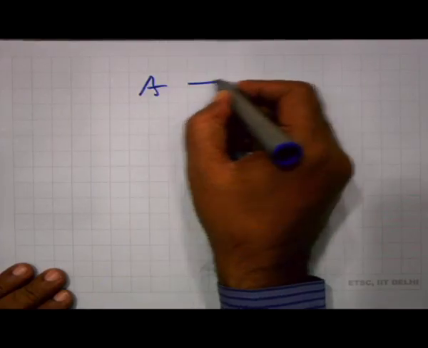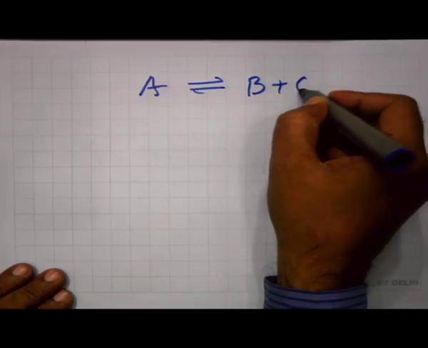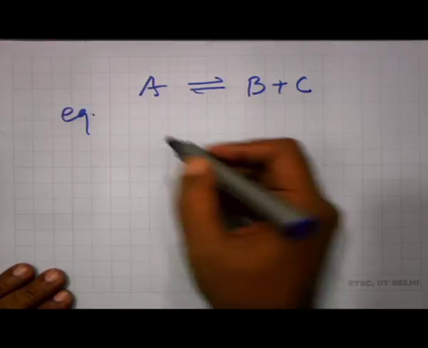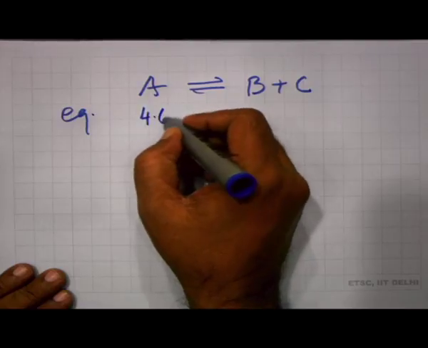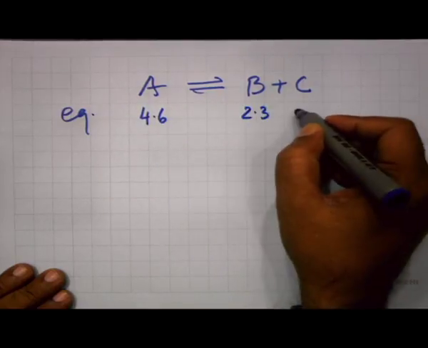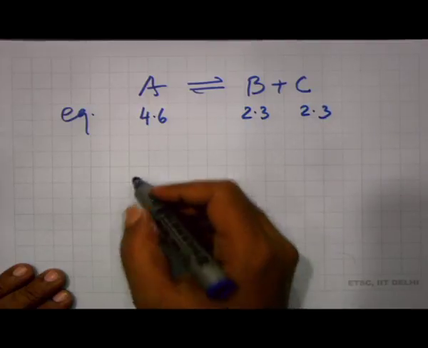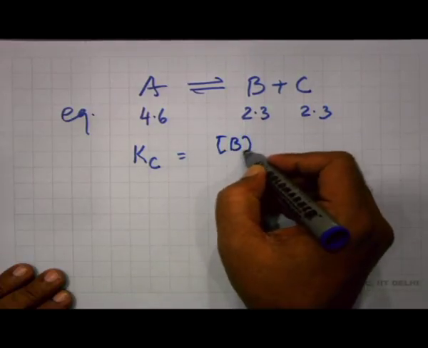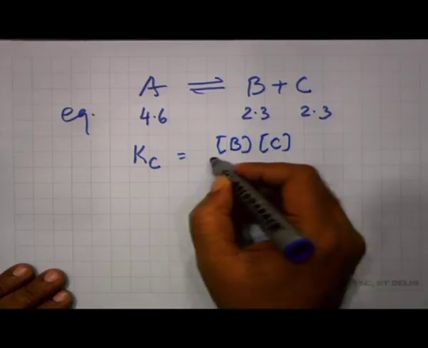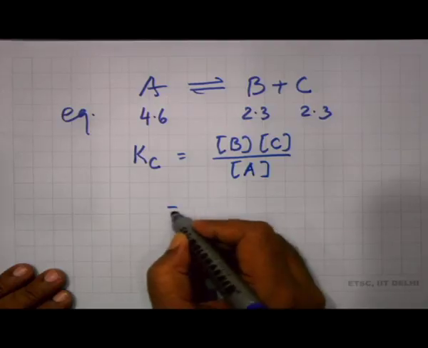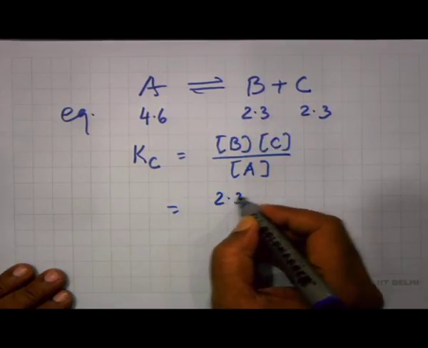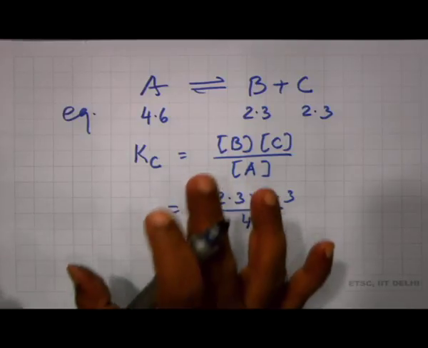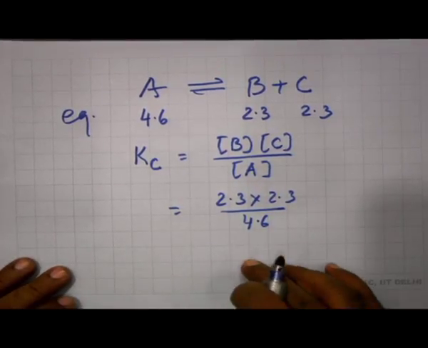So, let us think of this question. The reaction is A going to B plus C, and the equilibrium concentrations are given. A is 4.6, B is 2.3 and C is 2.3. So, the value of Kc will be what? Simply the concentration of B times C divided by A, which is quite simple to calculate: 2.3 into 2.3 divided by 4.6.